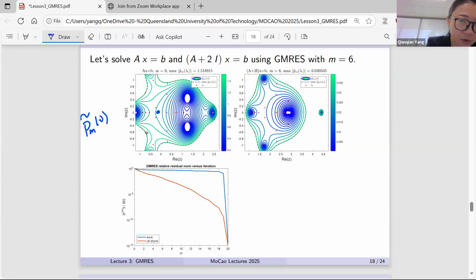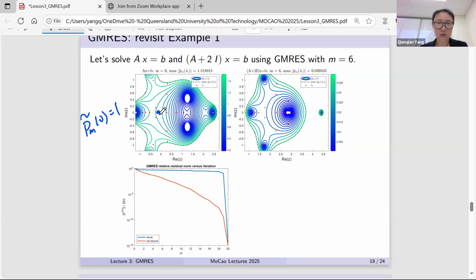PM tilde 0 has to be 1. Imagine if this is a 3D plot, then there's a spike coming out of the screen, and then there's 1, and then you need to quickly get down to keep the polynomial small at all the other eigenvalues. It really struggles to do that, especially these ones around the edges. That's why this maximum PM is high.